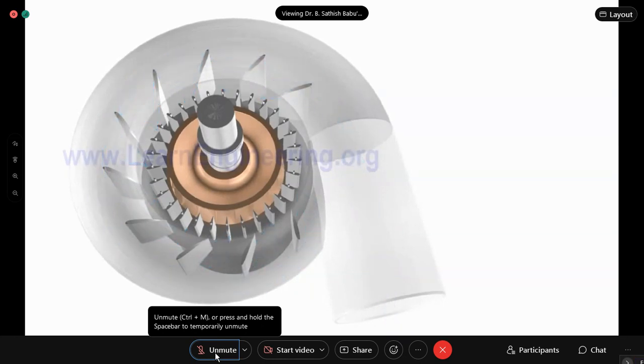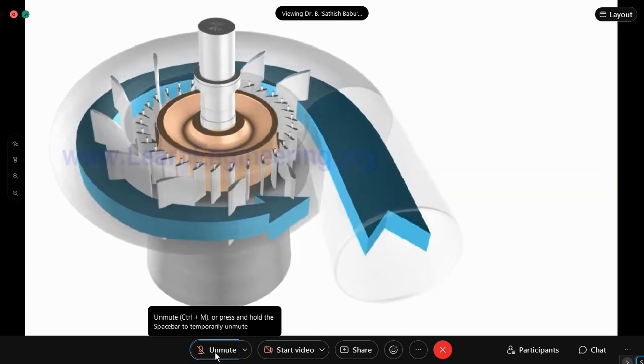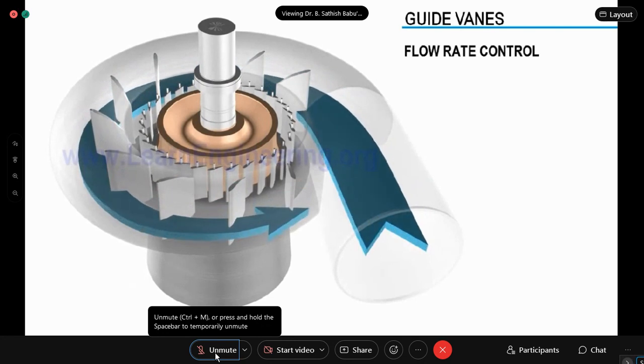Demand for power may vary over time. The guide vane mechanism is used to control the water flow rate and make sure that power production is synchronized with power demand.